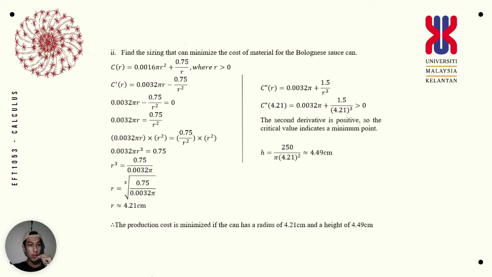And then we will get 0.0032πr³ equal to 0.75. And for r³, we need to divide 0.75 by 0.0032π. And then we will get r equal to 4.21 cm.